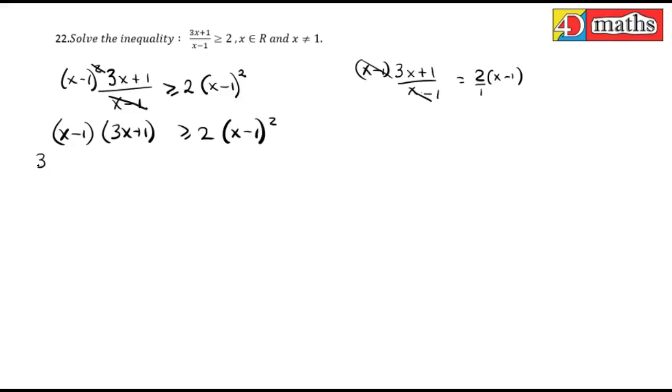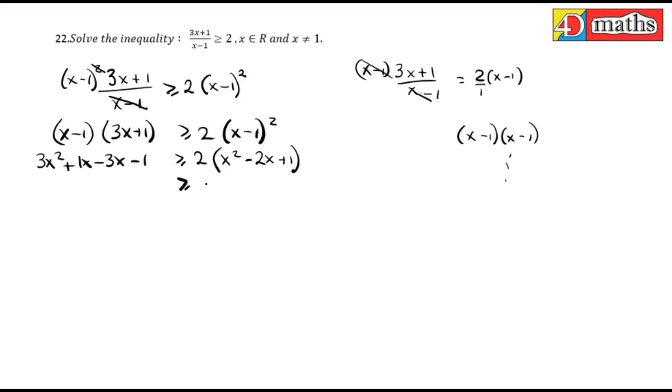x by 3x is 3x squared. x by 1 is 1x. Minus 1 by 3x is minus 3x. Minus 1 by 1 is minus 1. I'm going to do the same over here. The easy way to square a bracket is you square the first, multiply the first by the second and multiply it by 2, so it's minus 2x, and square the last, plus 1. Alternatively, multiply it out twice, and this is what you get.